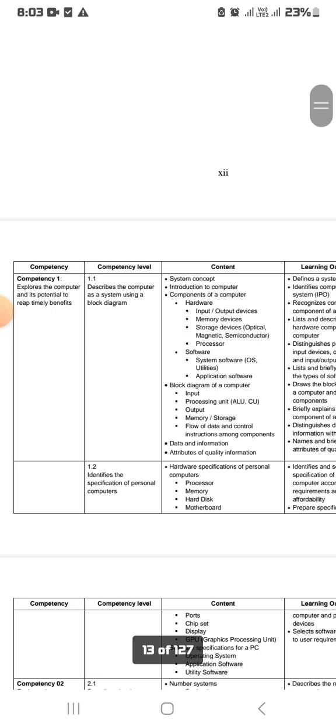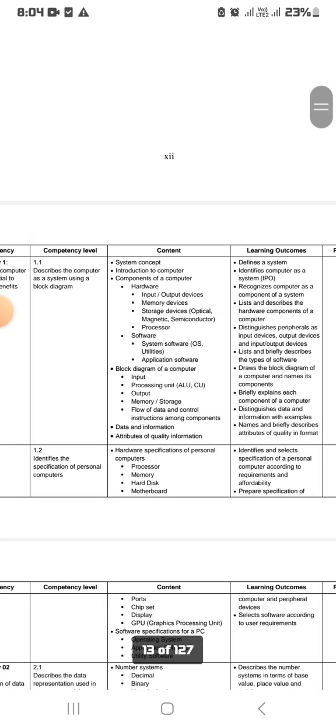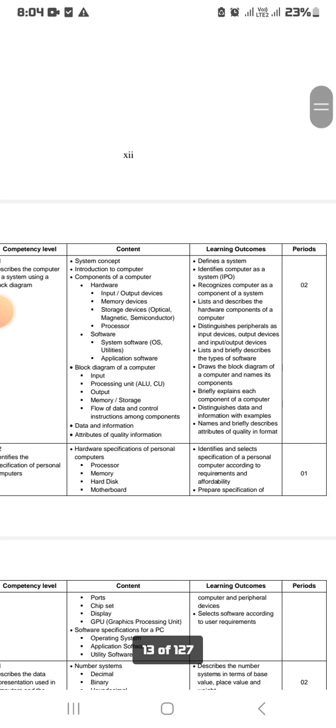So competency 1.1 describes the computer as a system using a block diagram. We'll see about it. So, system concept. First of all, we are going to study the system concept. That means defining a system, and then introduction to computer, and then components of a computer, and then hardware. I mean input devices or output devices, and then the memory devices, so storage devices, optical, magnetic, semiconductor, processor, software, system software, utilities, application software, and everything.